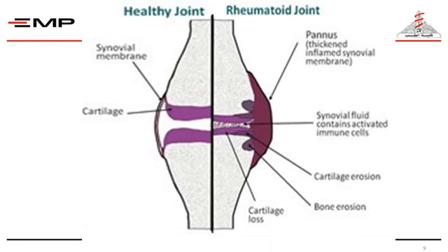While in rheumatoid joint, the pannus formation with its thickened inflamed synovial membrane will erode the cartilage and the underlying bone, causing destruction of this joint and cartilage loss. And also there will be synovial fluid increased in amount and containing activated immune cells, leading to the inflammation with its swelling and warmth and difficulty in movement of this rheumatoid joint.